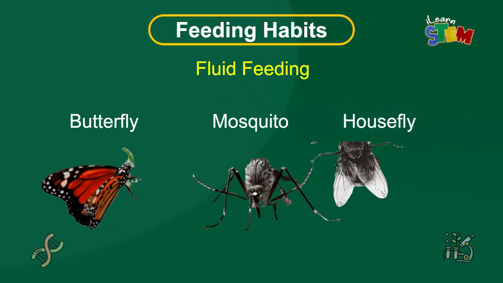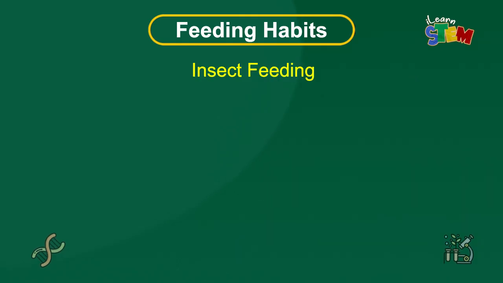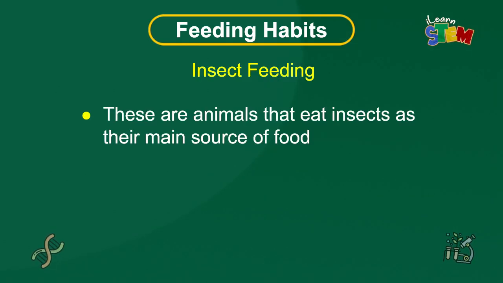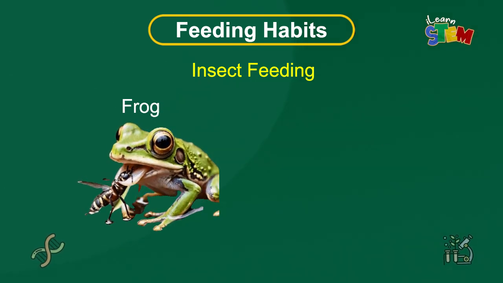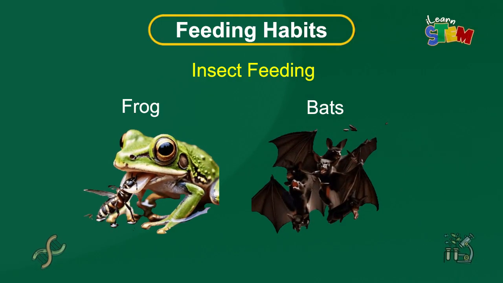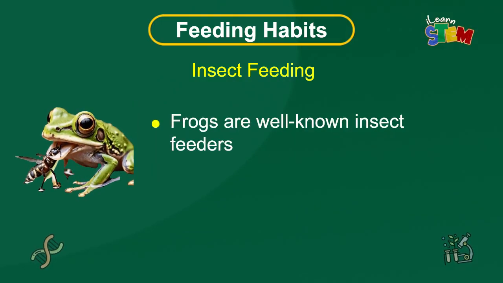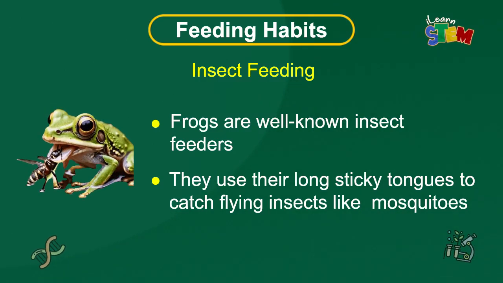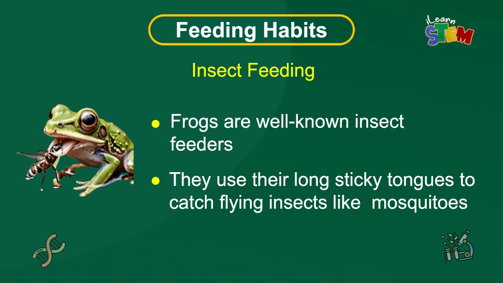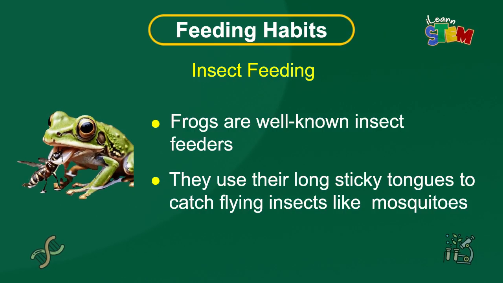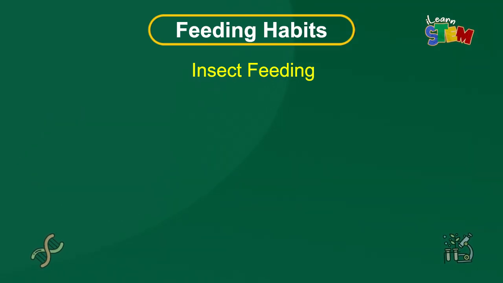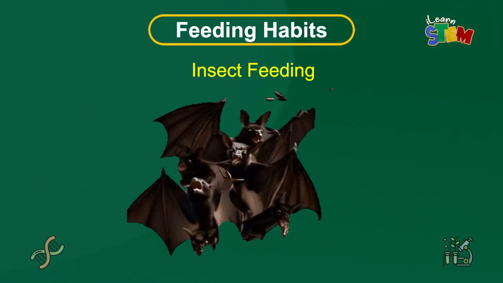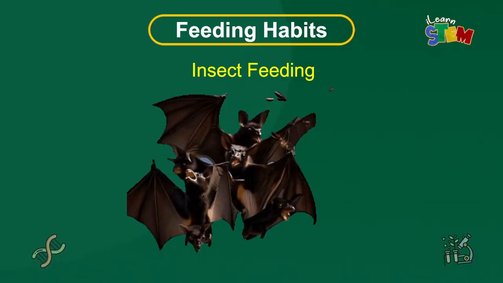Let's move to the third feeding habit, which is insect feeding. These are animals that eat insects as their main source of food. Examples are frogs, bats, and so on. Frogs are well-known insect feeders. They use their long, sticky tongues to catch flying insects like mosquitoes, and so forth. Then, insect-eating bats feed on beetles and mosquitoes at night.